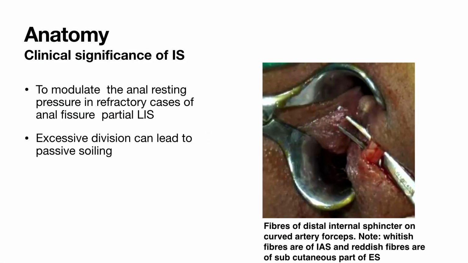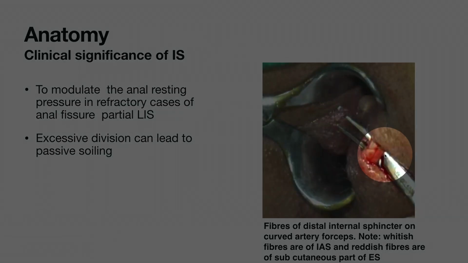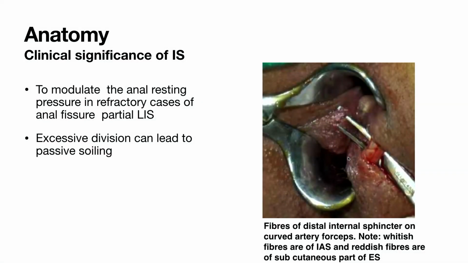Internal sphincter, we all understand, modulates the anal resting pressure in refractory cases of anal fissure. Partial lateral intersphincterotomy is done here. When the surgeon lifted these muscle fibers, you can see that a few fibers are of the subcutaneous external sphincter, these red fibers, and these white fibers are of the internal sphincter. To my associates and students who come, I tell them that internal sphincter looks like chicken and external sphincter looks like mutton. So excessive dilatation or division can lead to passive soiling.